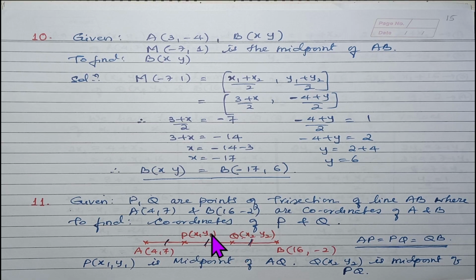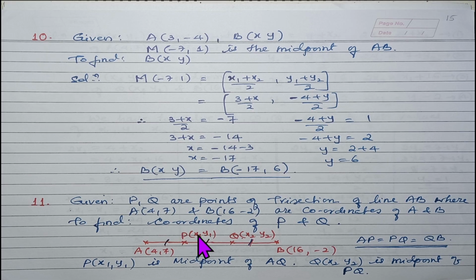And now we have to find the coordinates of P and the coordinates of Q. But the coordinates of P and Q are such that AP = PQ = BQ. That means these 2 points trisect or divide the line segment AB into 3 equal parts. That is what I have shown here. AP = PQ = QB. Now we have to find out the coordinates of P and Q.